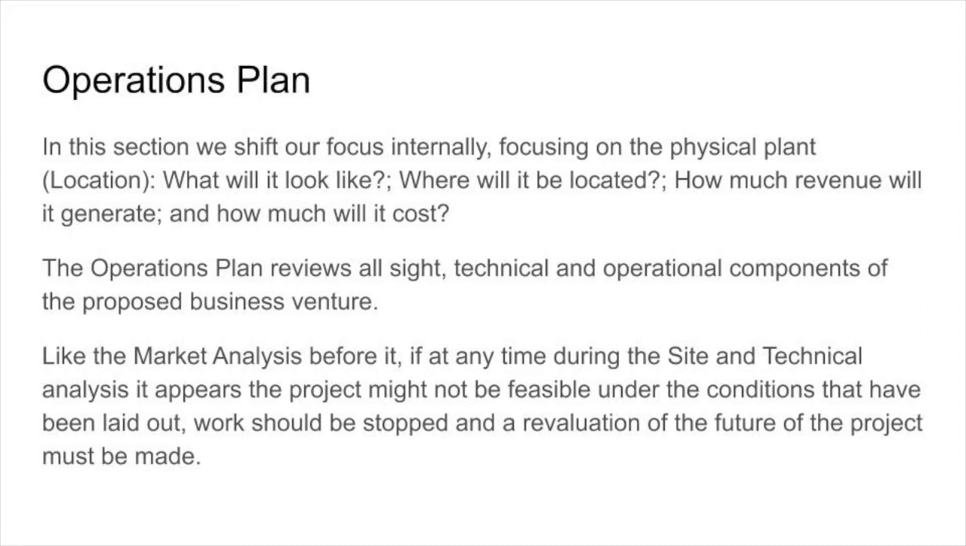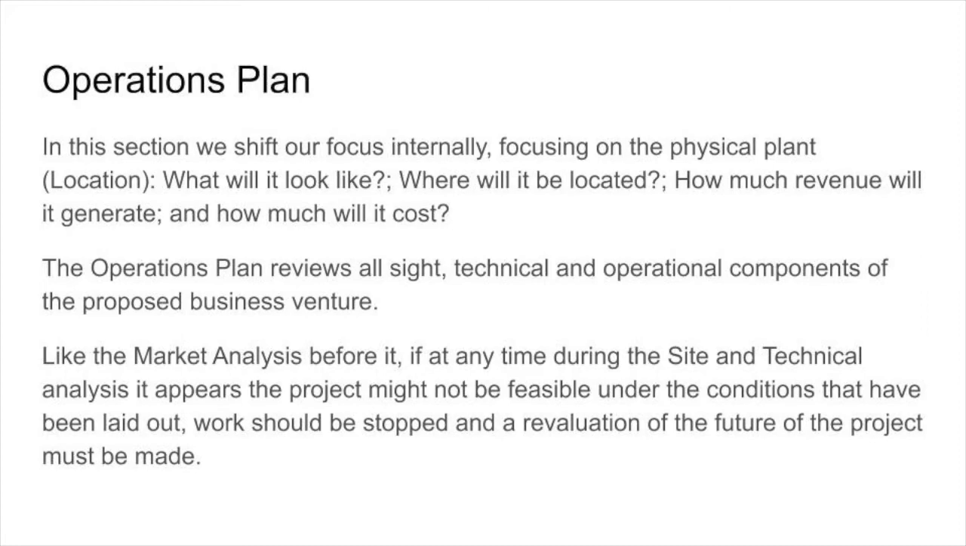So this part really forces you, when you build a business plan, to think about, imagine what my business is going to operate like. Okay, so it really puts you into the weeds, and it puts the reader into the weeds of how is this company actually going to do what it says it's going to do. This is very much an internal focus. You're looking inward on the business at this stage, and you're focusing really on the physical plant, the location, what will it look like, where is it located, how much revenue will it generate, how much will it cost to operate, what's the heat bills going to be, that sort of thing.